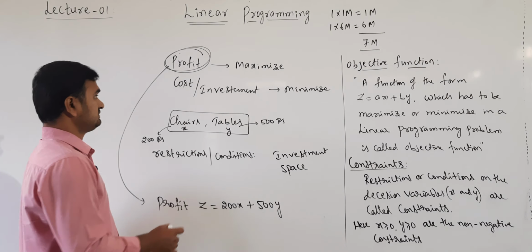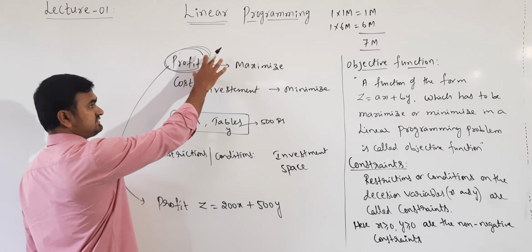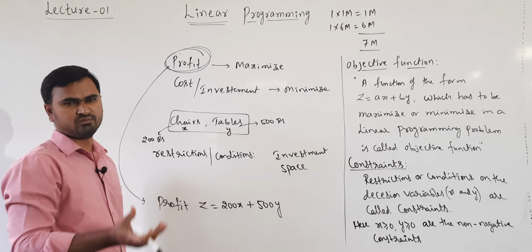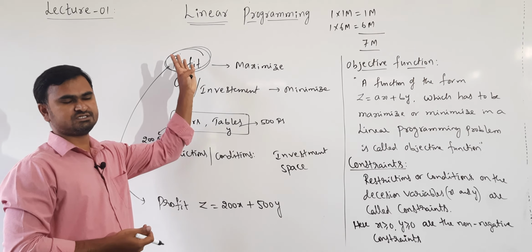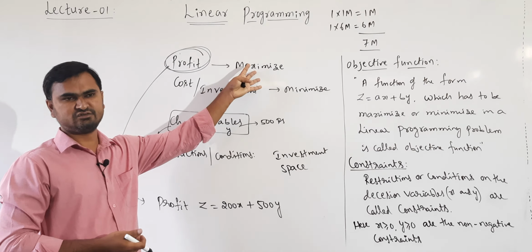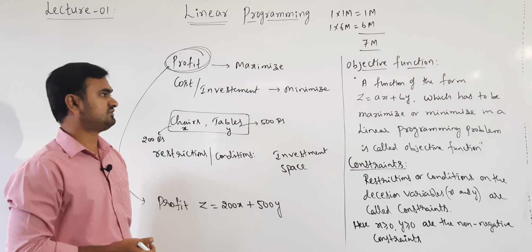Understand? So for any business there will be some objective. In any problem there will be some objective, that is maximizing or minimizing that function, which is called the objective function.